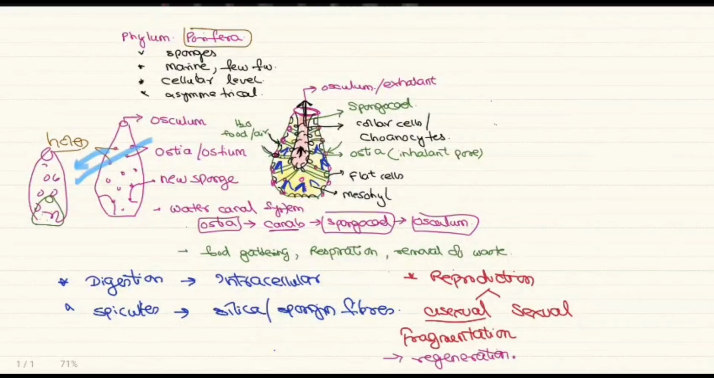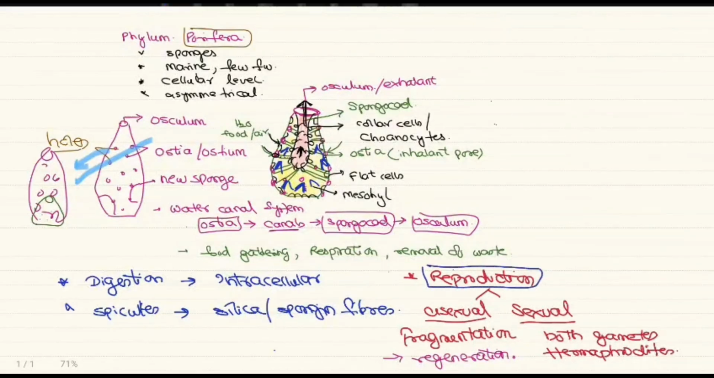Coming to sexual reproduction, the sexual reproduction is done through the gametes. The same animal can produce both the gametes. Now this characteristic is called hermaphrodites. That is, they are bisexuals. The same animal can produce both the gametes.